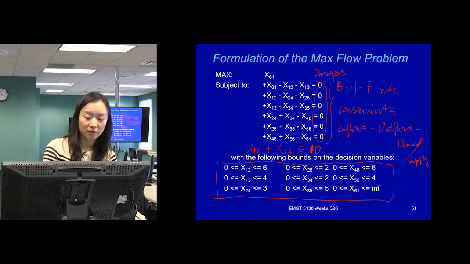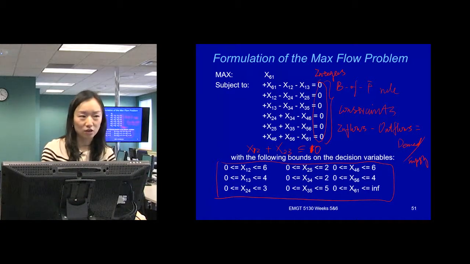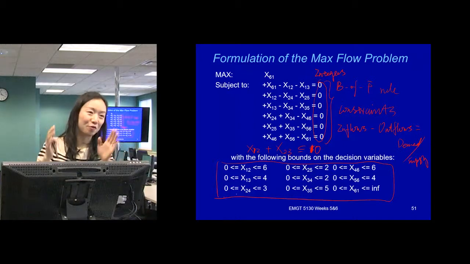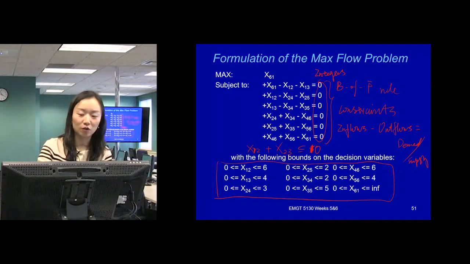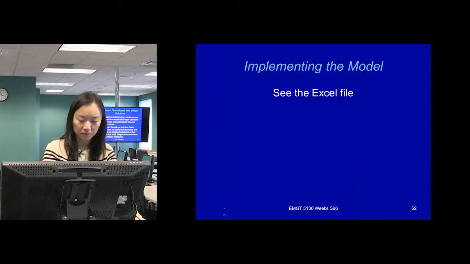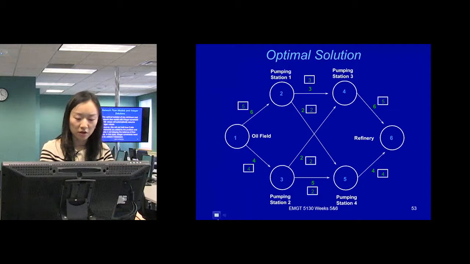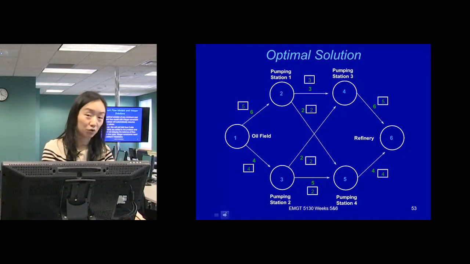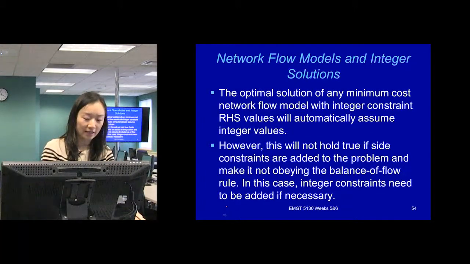If you have to have an integer solution, then you need to add that integer constraint, say all the xij's being integers. So that's one thing we emphasize: why we prefer to formulate those constraints following this balanced flow rule. And we're going to implement one problem at the end. So that's what I'm saying here. This integer property will not hold true if side constraints, like the one I talked about, are added, because that's not obeying this balanced flow rule.